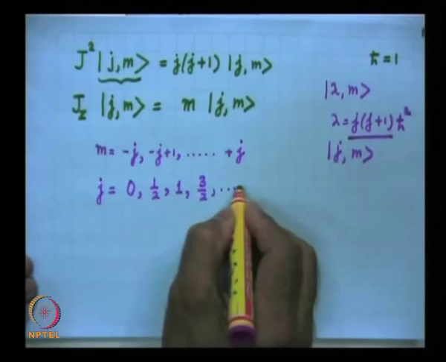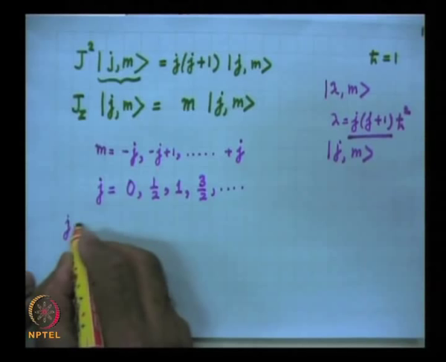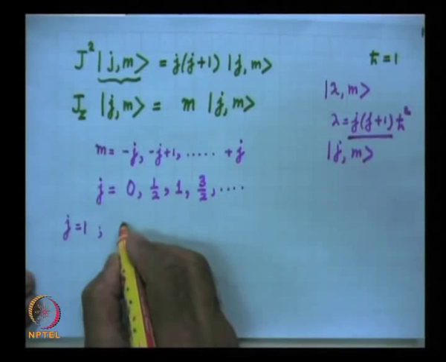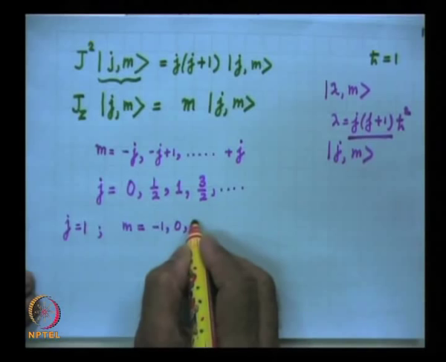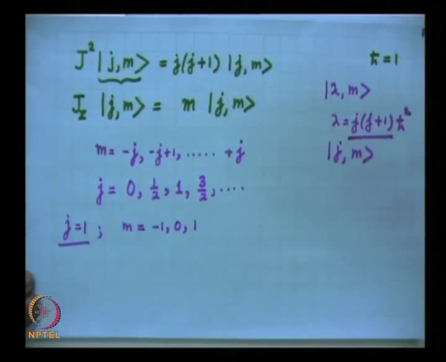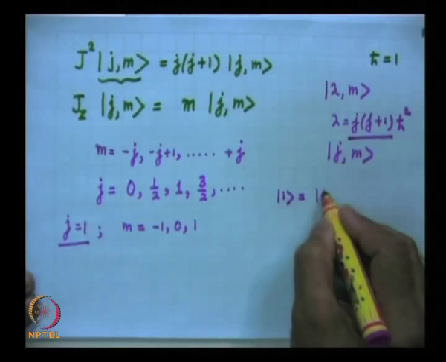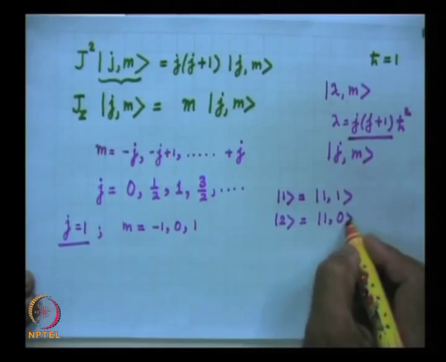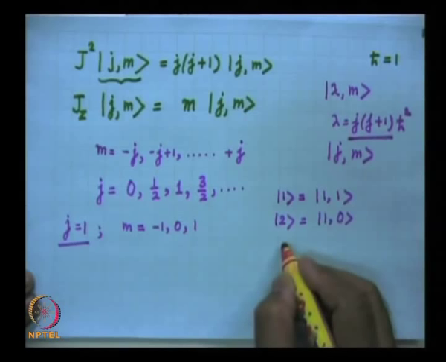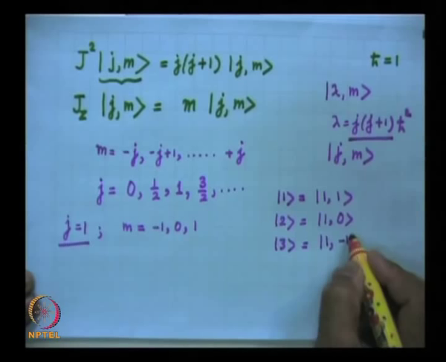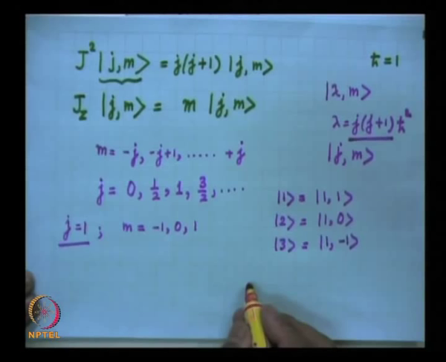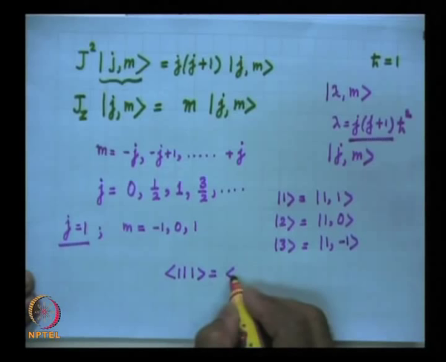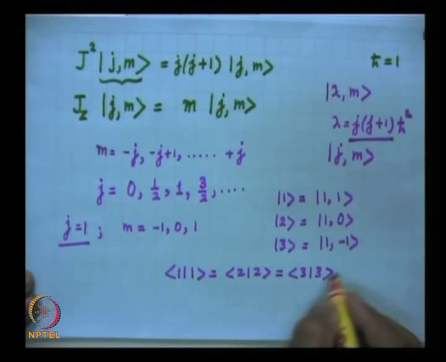Now, let me take a simple example. Let me take the example J is equal to 1. Then there will be 3 values of M: minus 1, 0, 1. So, corresponding to the eigenvalue J equal to 1, there will be 3 eigenkets. Let me denote them as ket 1 equal to 1, 1, where the first is the value of J and the second is the value of M, ket 2 is 1 comma 0, and the third is 1 comma minus 1. They are assumed to form an orthonormal set of kets, that is bra 1 ket 1 is equal to bra 2 ket 2 is equal to bra 3 ket 3. These are all normalized.